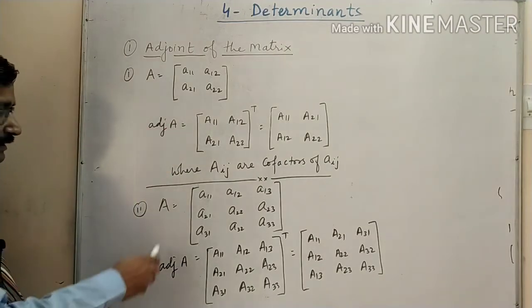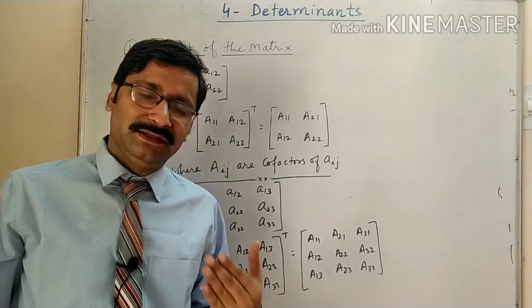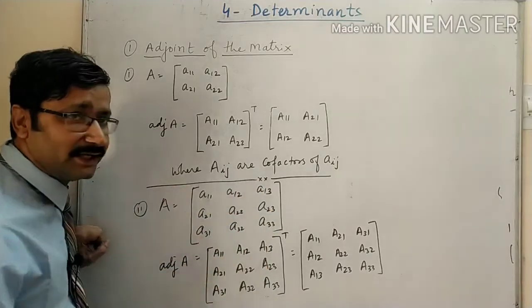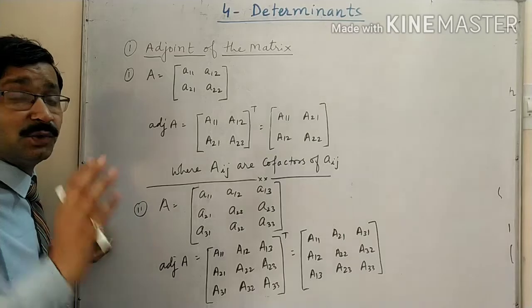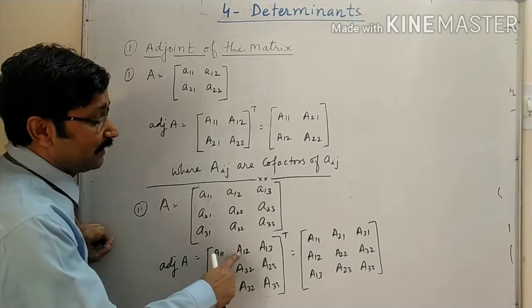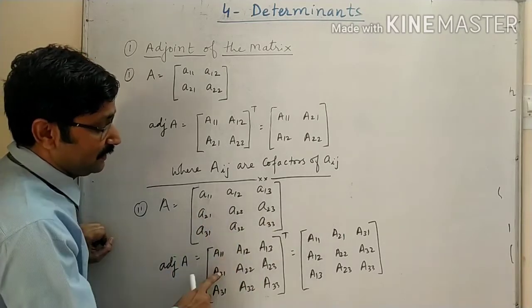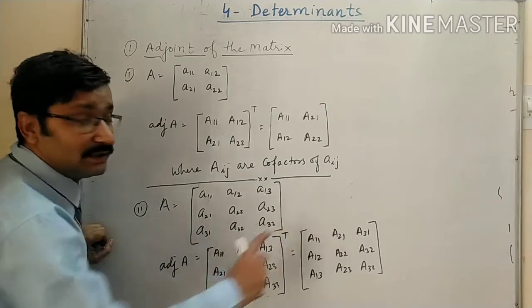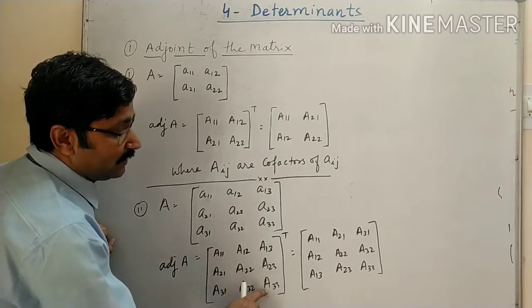Okay, next: if you are given a 3 into 3 matrix, how can we find the adjoint of that 3 into 3 matrix? Look here, 3 into 3 means 9 elements are given, and for all 9 elements we have to find the cofactors, so we will get 9 cofactors. First is capital A11, capital A12, capital A13. For the second row you find the cofactors: capital A21, capital A22, capital A23. For the third row you find the cofactors: A31, capital A32, capital A33.